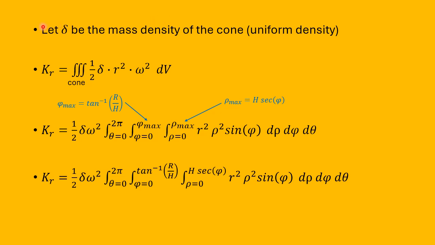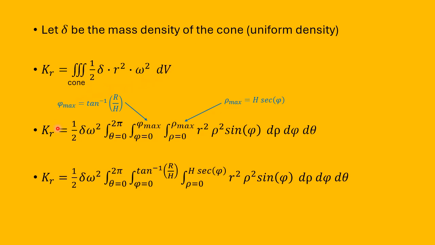Let's remember we're letting delta be the mass density of the cone, and the cone has uniform density. I tend to use rho for mass density, but in this case we're using the Greek letter rho as one of the coordinates in spherical coordinates. So the entire kinetic energy of rotation of that cone is the integral over that cone of 1/2 the density times r squared times omega squared, the angular speed, dV.